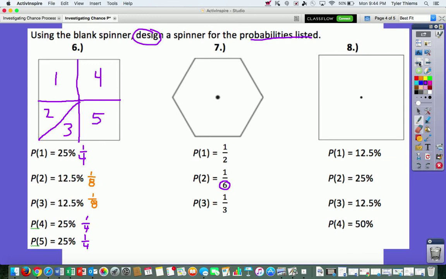And then finally, number 9 you're going to do on your own. So press pause and complete the rest of this worksheet on your own.